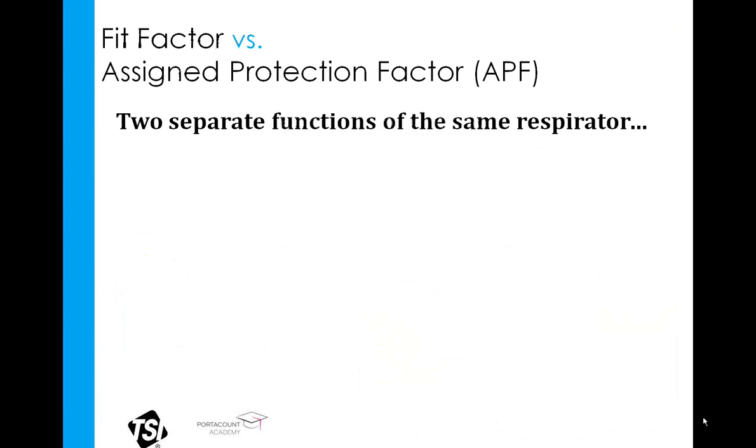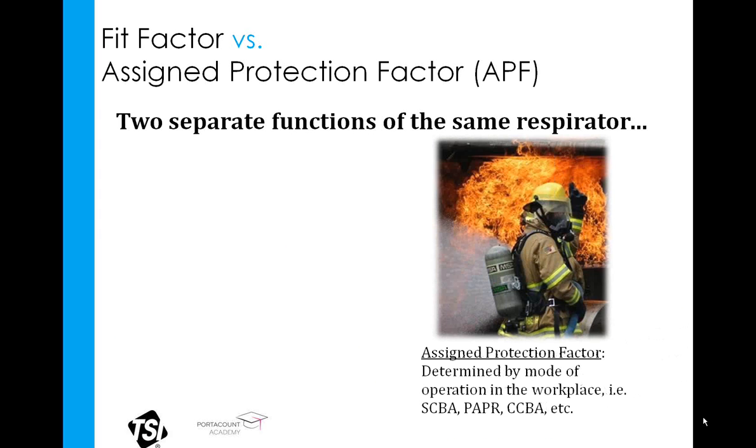Now I have added this slide as a side note because I have found that there is sometimes some confusion about these two separate values when you get out in the field and you start fit testing. The assigned protection factor is determined by how the respirator is going to be used in the workplace. So for example, in this picture, the fireman will likely have backup filters and alarms on his belt. Obviously, he's got a self-contained breathing apparatus strapped to his back, and these are all going to be taken into account when calculating his assigned protection factor for that entire system.